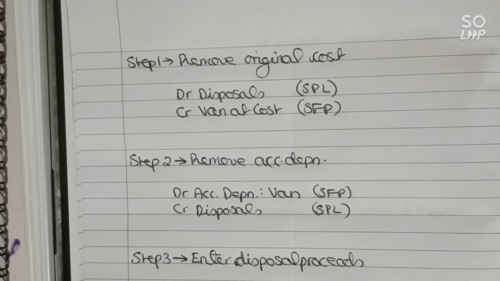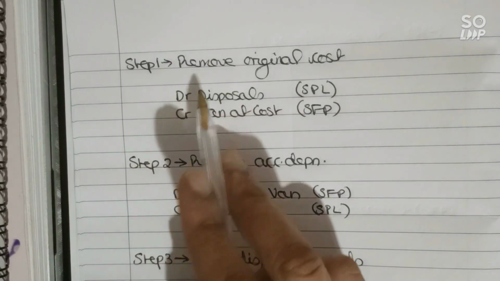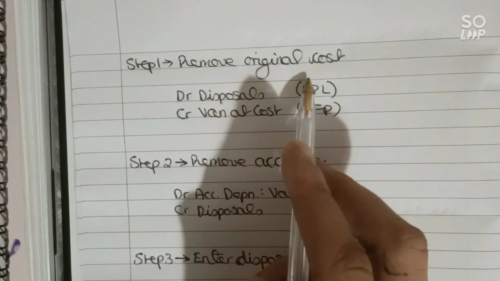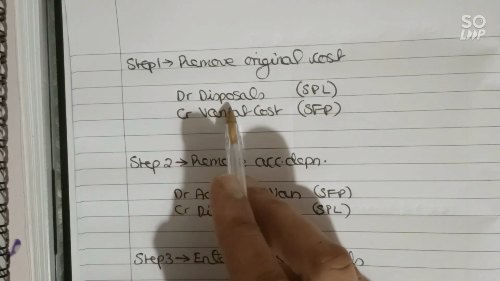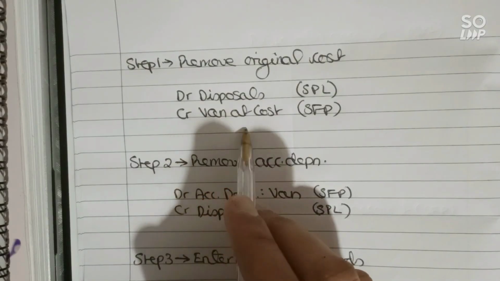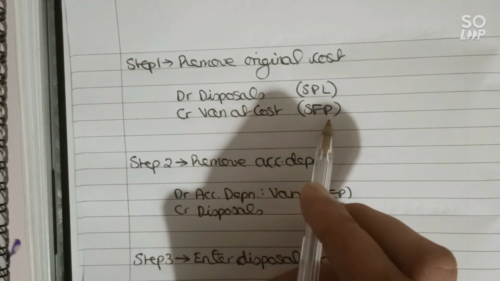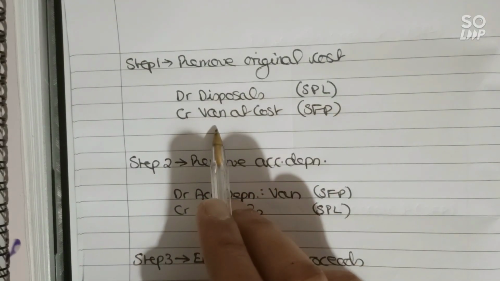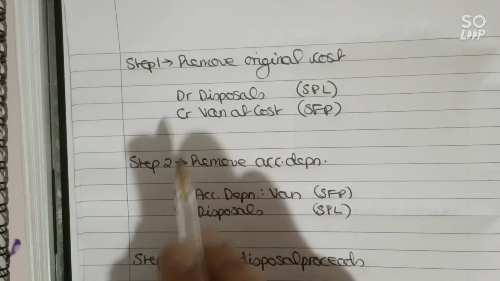The first step of recording a disposal is to remove the original cost of the asset. For this, you have to debit disposals in the statement of profit and loss, and you credit the non-current asset at cost account in the statement of financial position. For this example, the asset will be a van.